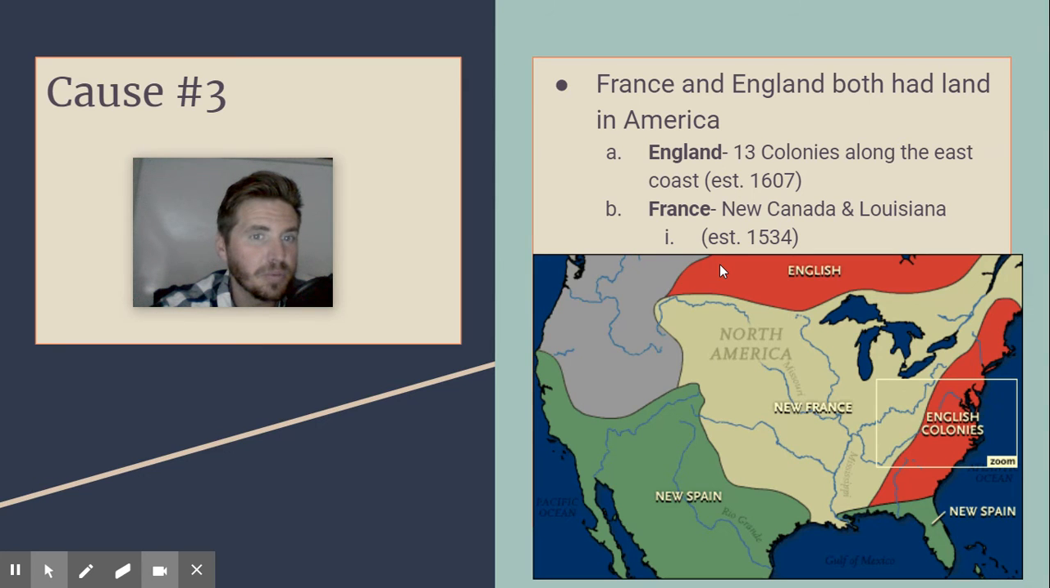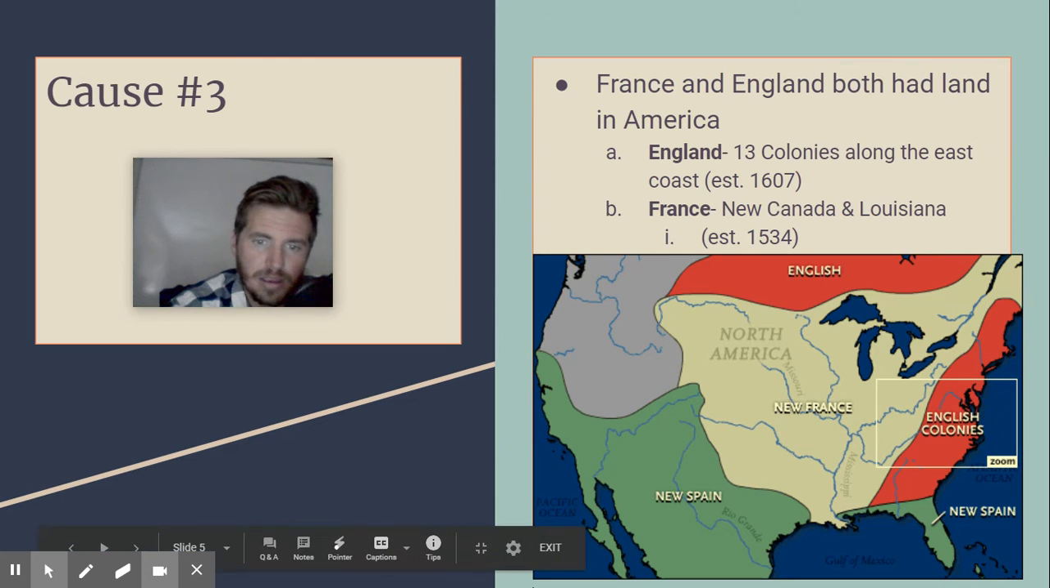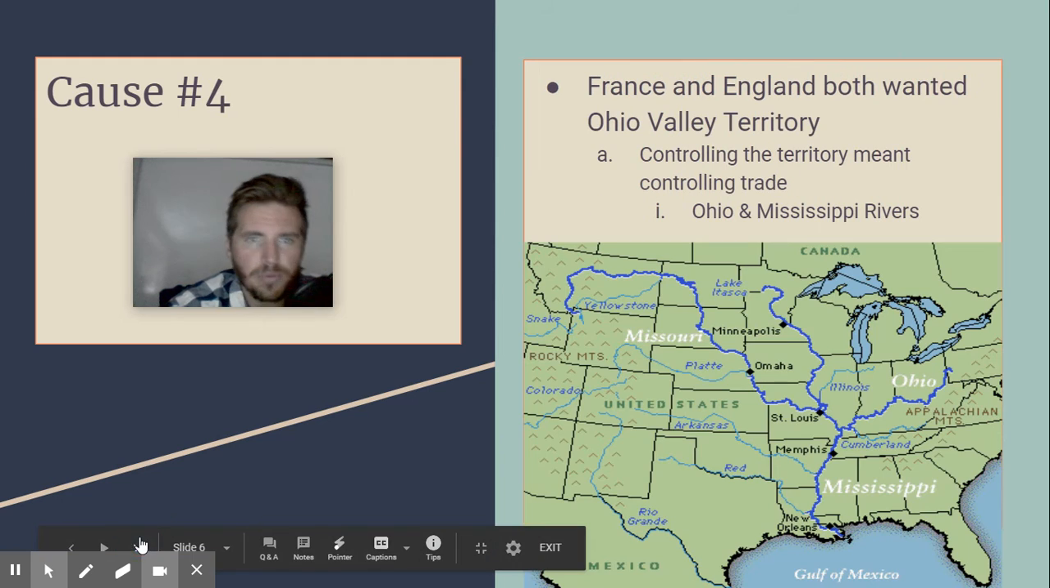Yeah, okay. We'll just roll with this then. So, New Canada and Louisiana, as you can see, there are parts of Canada that are both controlled by the English and the French. France has actually been here a little bit longer. All right, anyways, let's go to cause number 4.